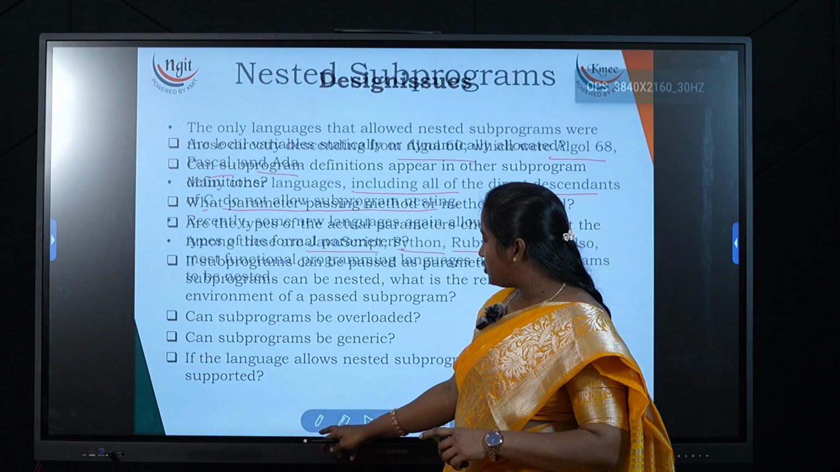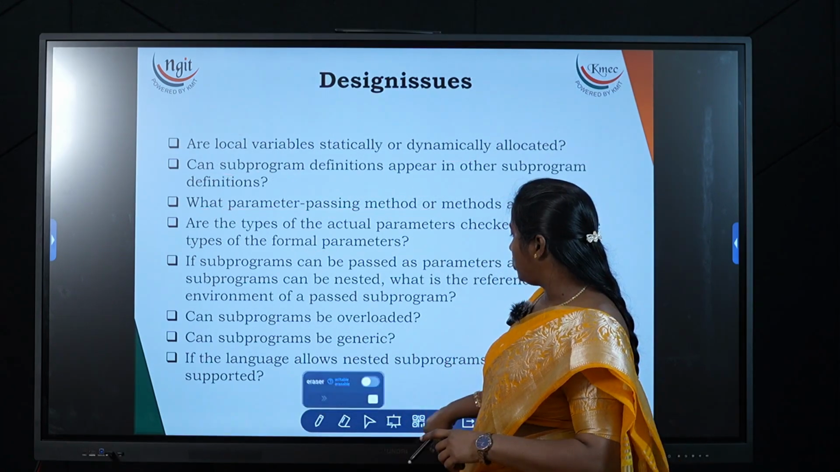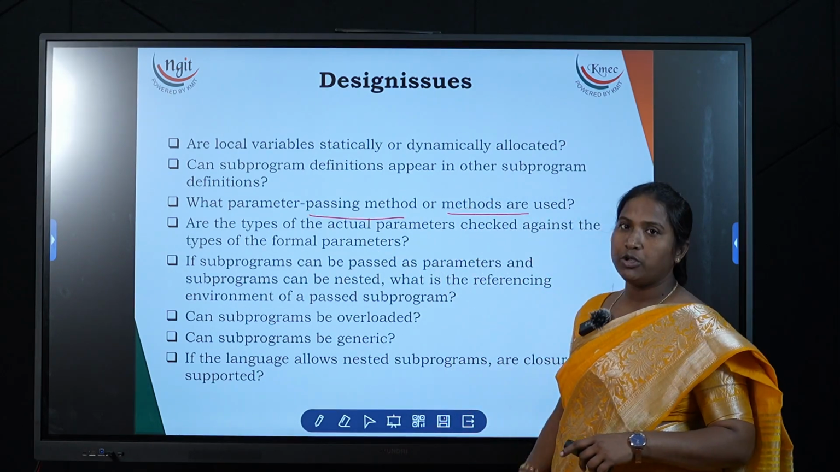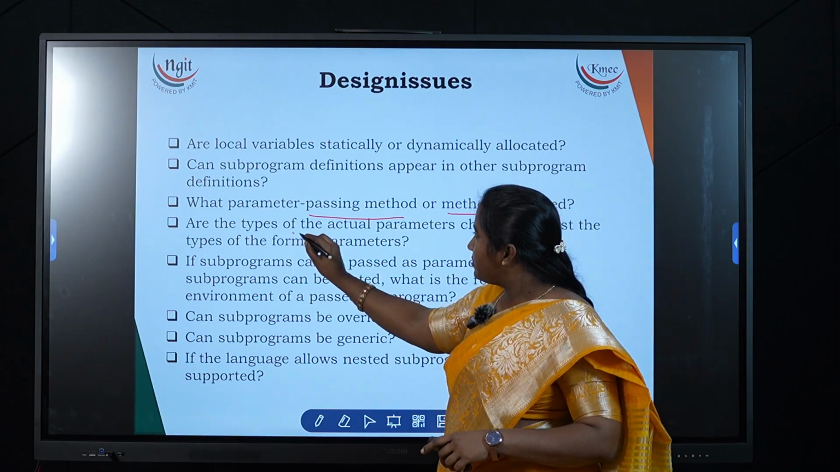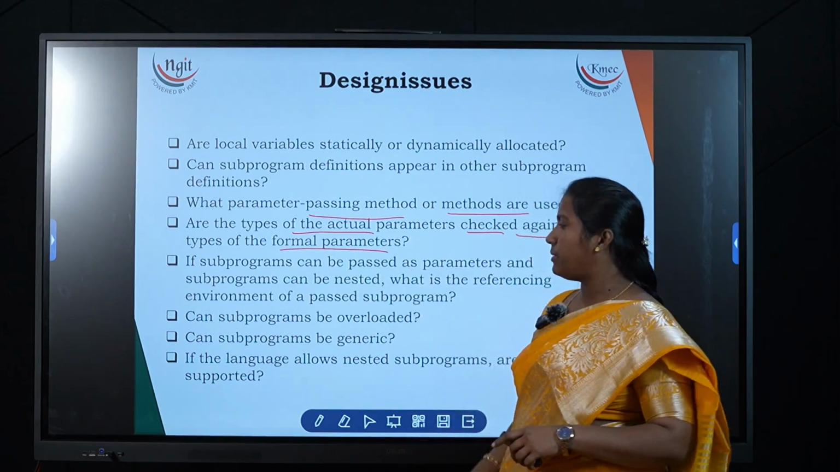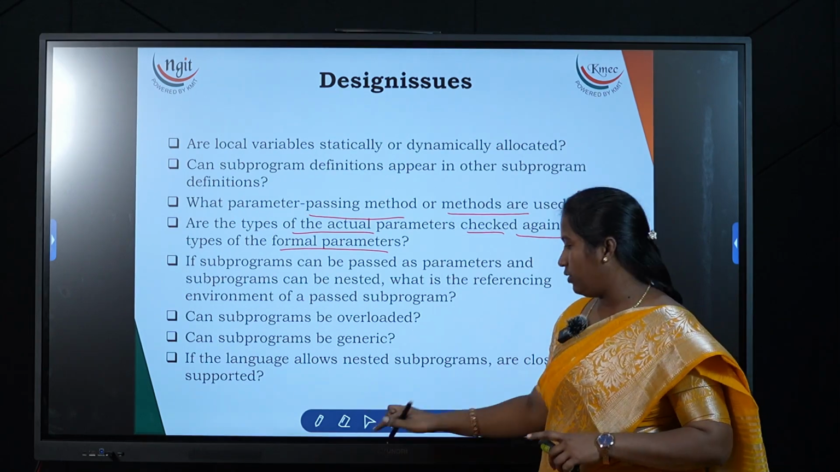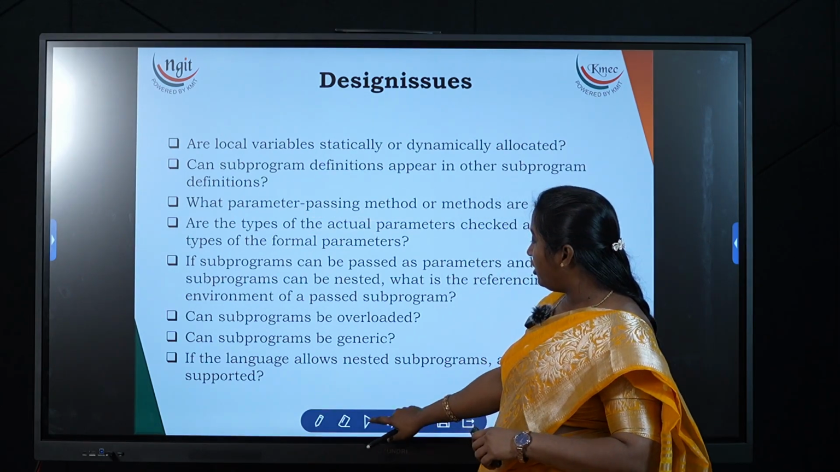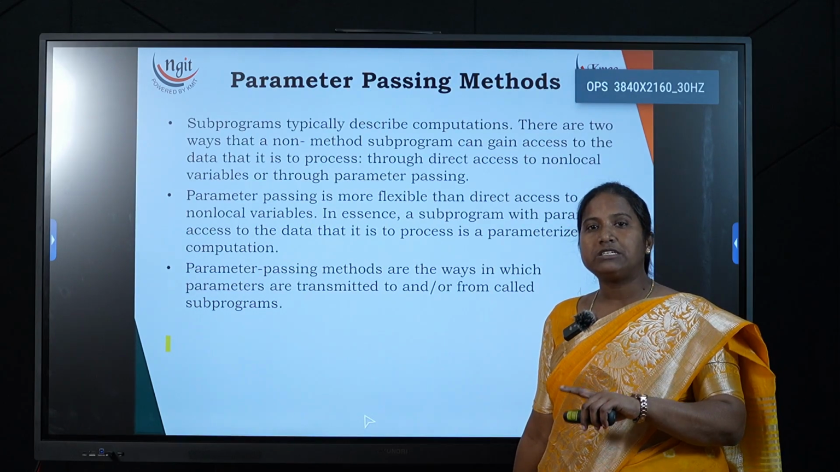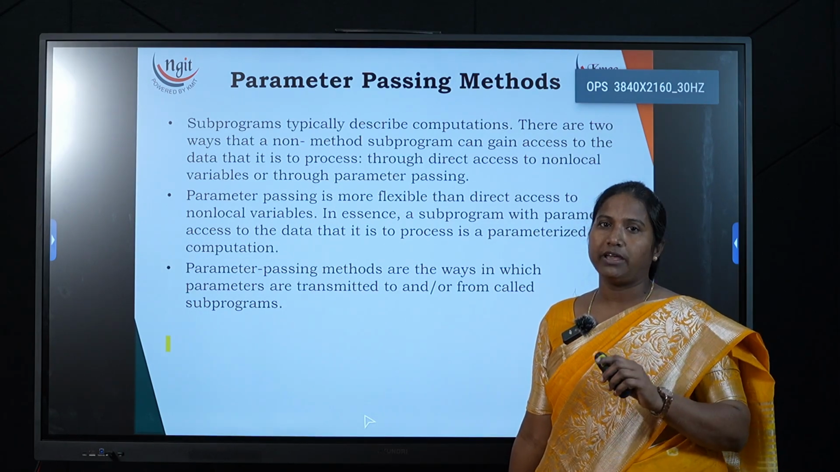The next two design issues are what? The next two design issues are: what parameter passing method or methods are used, and are the types of the actual parameters checked against the types of the formal parameters. So we'll cover these two things in this video. Now let's see what kind of parameter passing methods exist, how they get supported, and how the implementation of parameter passing methods will take place.